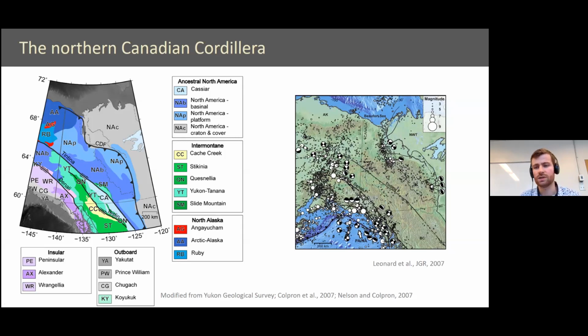During this talk, I'll be presenting the northern Canadian Cordillera, and by northern, I mean the northern part of the Canadian Cordillera. And what is the northern Canadian Cordillera? The southern bound is defined roughly at the Yukon, British Columbia border. And it corresponds also to a change in seismicity. If you look at the southern Canadian Cordillera in British Columbia, there's not a lot of seismicity in the interior of the southern Canadian Cordillera.